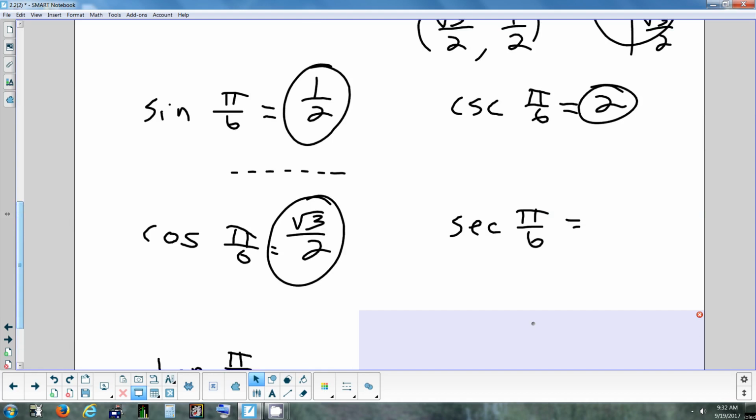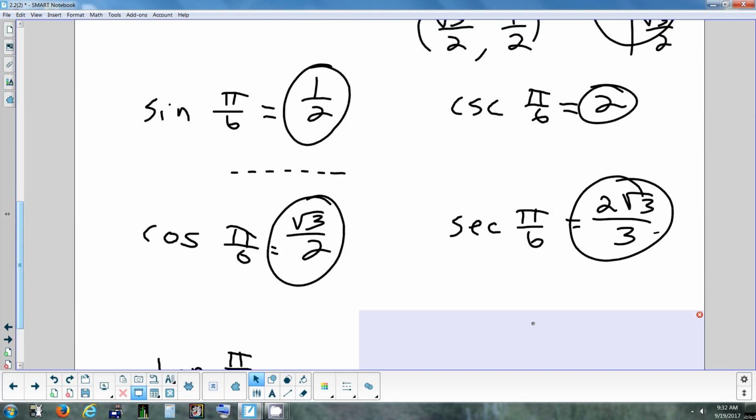Okay, how about the secant of pi over 6? Final answer, all fixed. Yeah? 2 square root of 3 and then over 3. Perfect. 2 square roots of 3 over 3.